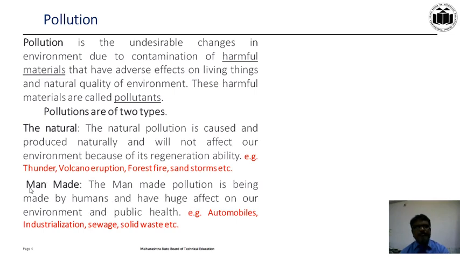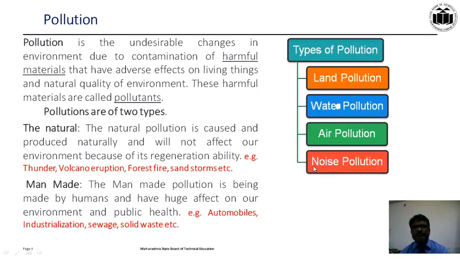And the second type of pollution is man-made pollution or artificial pollution. The man-made pollution is being made by humans and has a huge effect on our environment and public health. The examples of man-made pollutions are automobile emission, emission through industrialization, sewage, solid waste, etc. So these are the examples of man-made pollution.